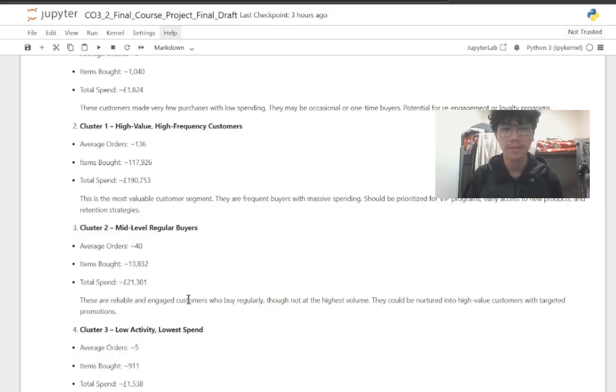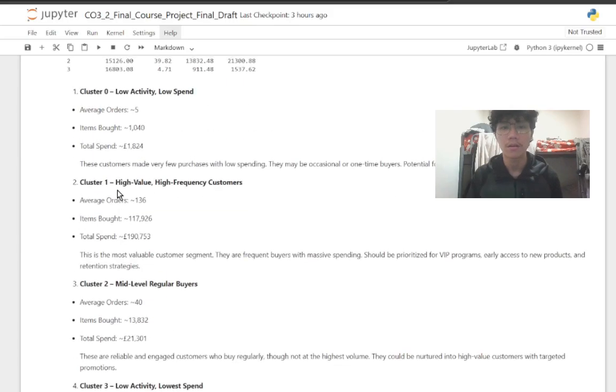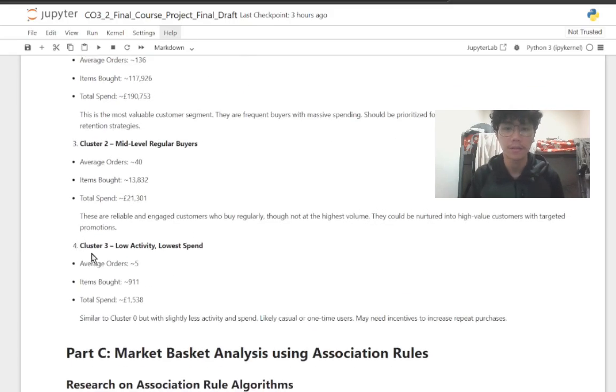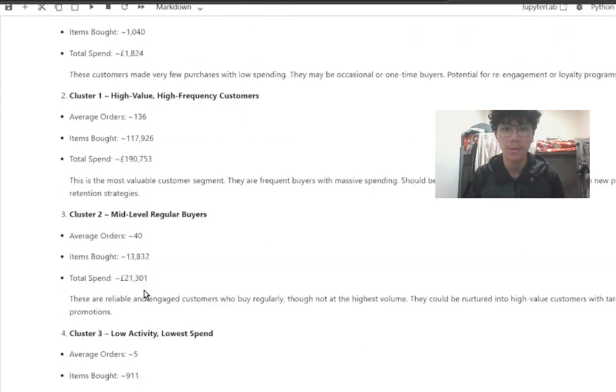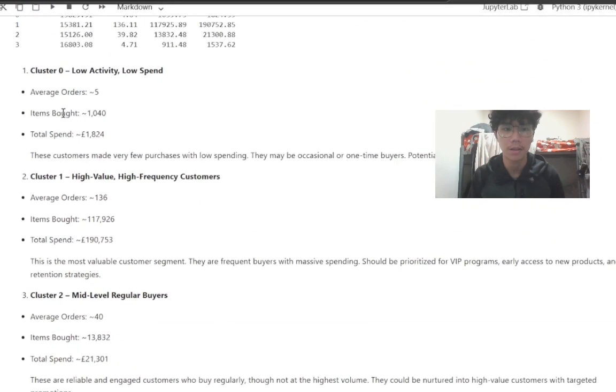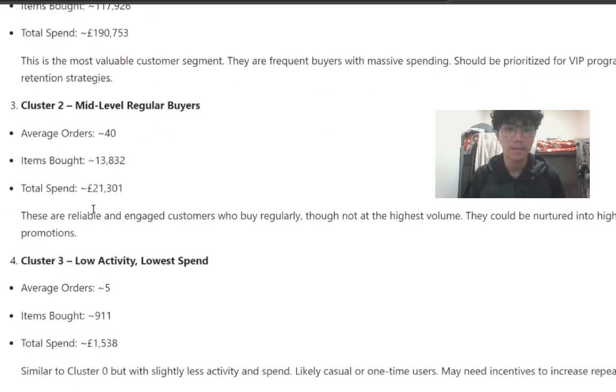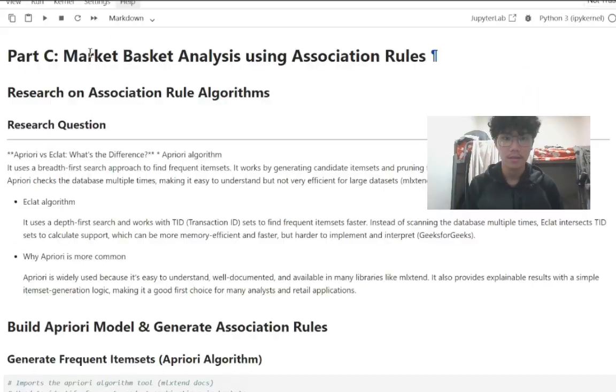And then we have clusters 0 and 3, our low activity, low spend customers. They are likely occasional or one-time buyers who could be re-engaged with targeted marketing. And that's it for clustering.